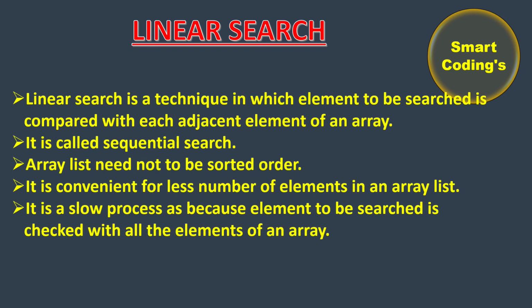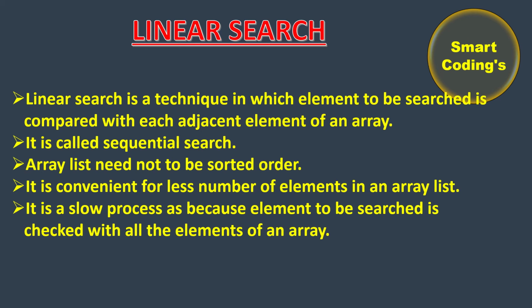That means each element is checked with the element to be found or searched. Linear search is also called a sequential search. Keep in mind one more point about linear search. In this type of searching, the array list need not be in sorted order. Sorted means either in ascending or descending order, which is not required.